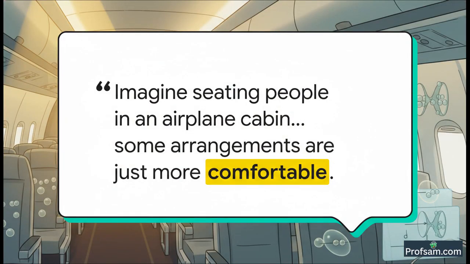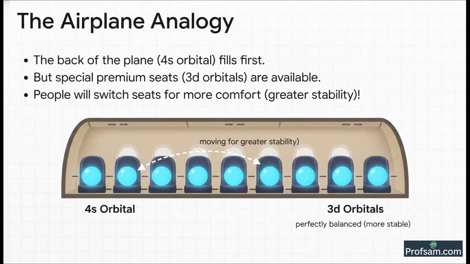To make this idea very easy to remember, let's use a very simple analogy. Just imagine you were trying to find a seat in an airplane cabin. It's not just about finding any empty seat, is it? Some seating arrangements are just much more comfortable and more balanced than others. In this little story, our electrons are like the passengers on the plane.